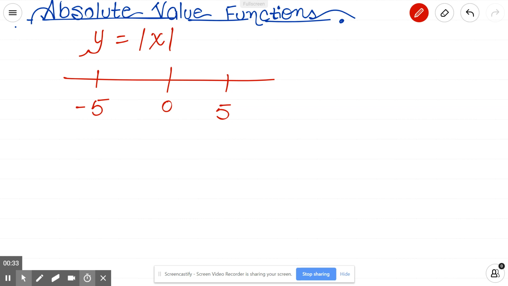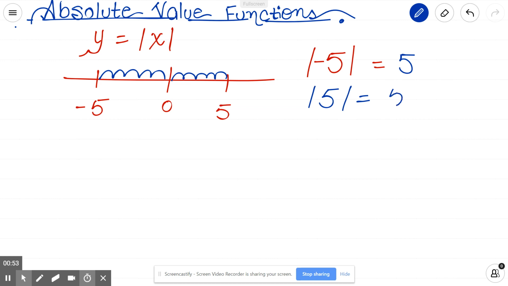So that means we can have the absolute value of -5. Because absolute value is a distance, how far is -5 from 0? It is 5 steps away, correct? And how far is +5 from 0? It is 5 steps away. So for both of the numbers, our answer is 5.